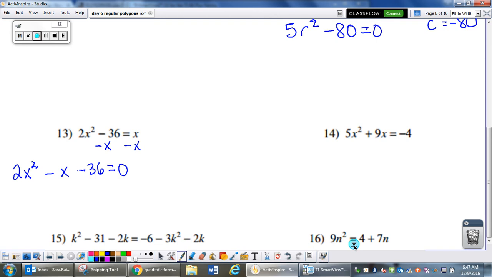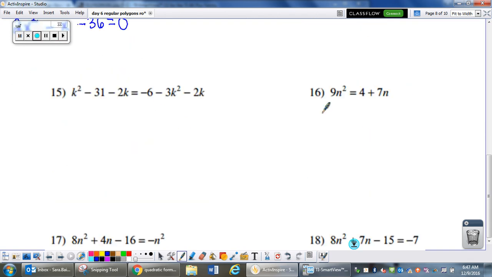Okay, so one, like number 15, you got to move everything to the other side. So if you add 6 to negative 31, and then you add 3k squared, and then you add 2k. I'm sorry, just 2k, whoops. And notice how I put the like terms around each other. So this ends up being 4k squared. These are gone, so you don't have a k, and then it's minus 25. So this would be another case where you don't have a b.